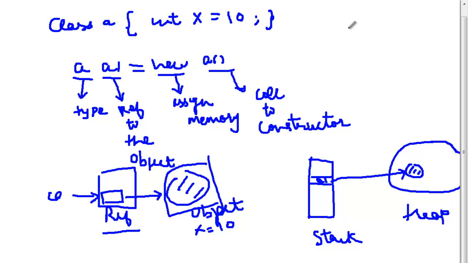So what will this mean? We can see it in two parts. As you write A1 and you do not assign it with a new operator, what this will do is create a reference on the stack, but there will be no data on the heap. I'll just erase this.